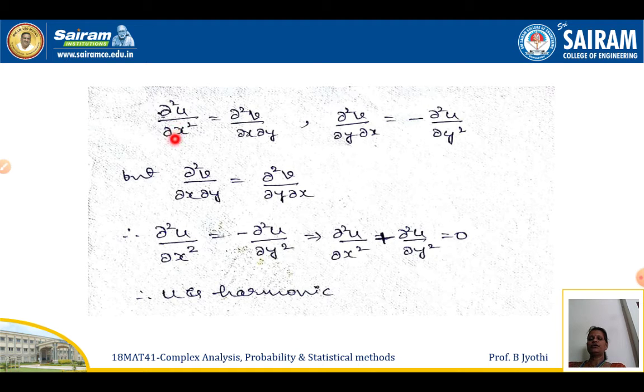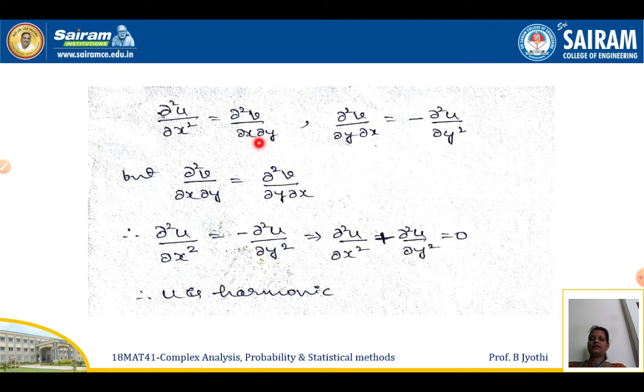So we will be getting dou square u by dou x square is equal to dou square v by dou x into dou y. And the second one, if you differentiate with respect to y, you will be getting dou square v by dou x into dou y is equal to minus dou square u by dou y square. But we know that dou square v by dou x into dou y is also the same as dou square v by dou y into dou x.